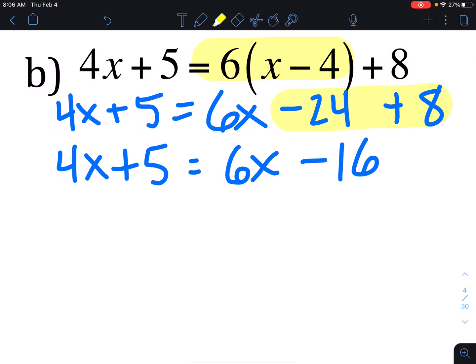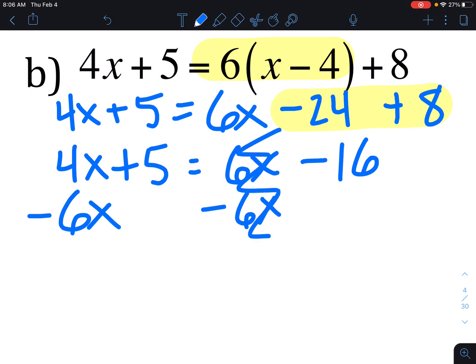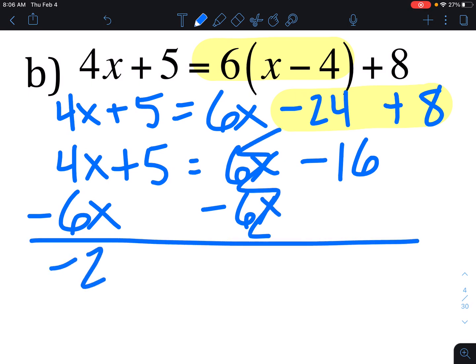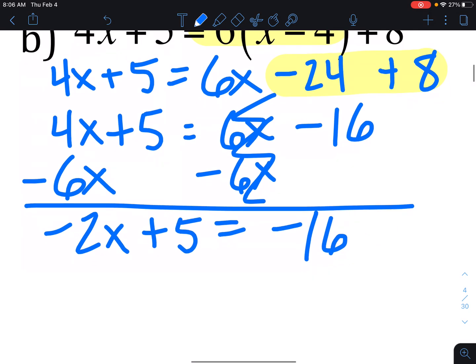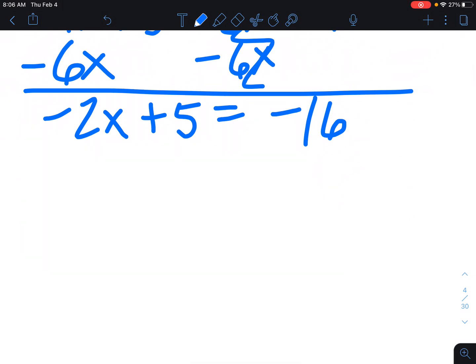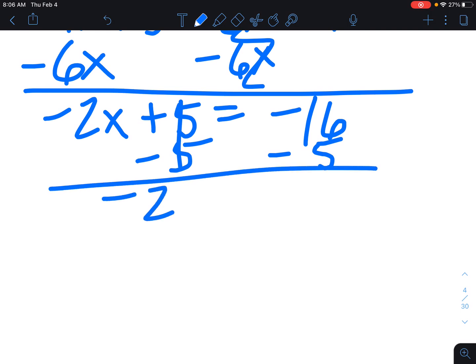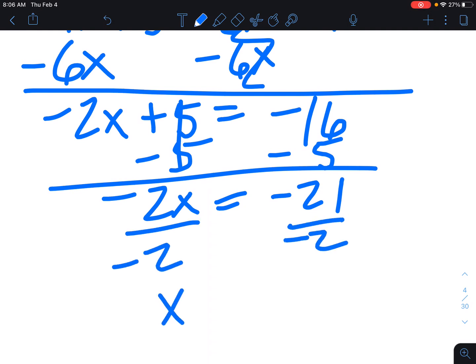Let's bring the 6x over to the left. And then we can finally work on getting x by itself. Subtract 5. And then divide by negative 2. That'll be positive. 2 goes into 21 ten times, and left over 1, so 10.5.